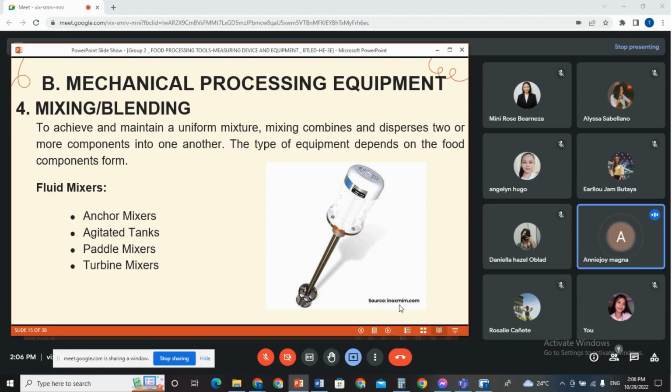of mixer specification. So, here are examples of fluid mixers: anchor mixers, agitated tanks, paddle mixer, or turbine mixer.